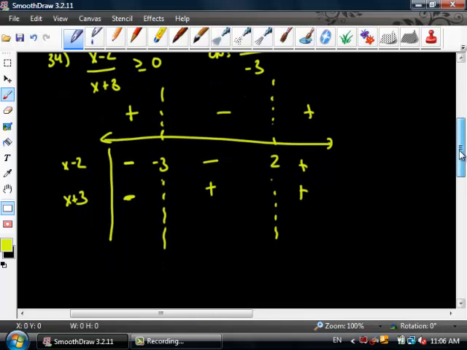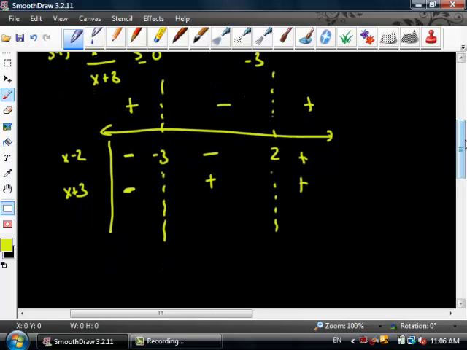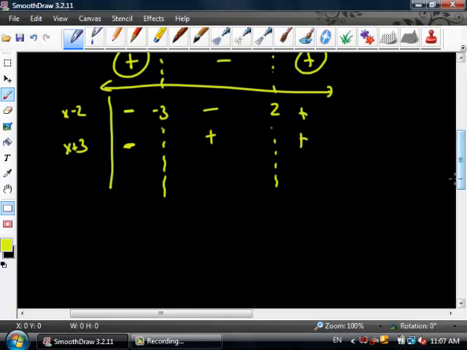Which intervals am I interested in? Lauren, which intervals am I interested in? Say again? The positive ones, because I'm looking for the ones that are greater than 0. So now, how do I write this in interval notation? Teacher Joseph, how do I write this in interval notation?